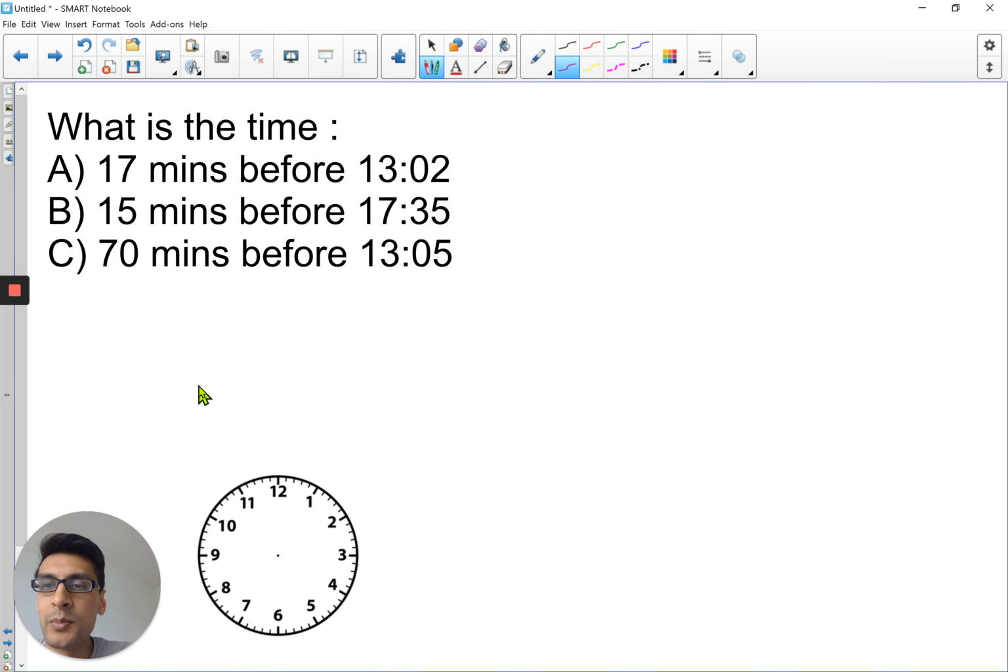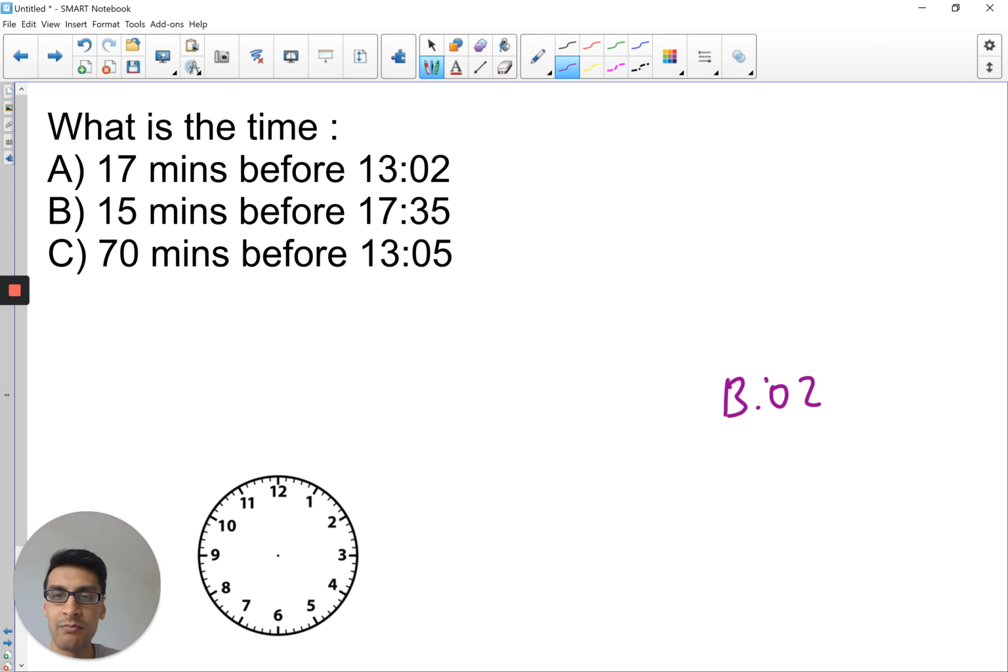We're going to look at subtracting time now. So working backwards, it's not particularly harder, but just a bit of a longer method. So what is the time 17 minutes before 13:02? When you're working backwards, again, you're just working backwards to 60 or 00. So in this case, 13:02, the best thing to do is maybe you can draw a timeline. So I might do something like this, just as a sketch.